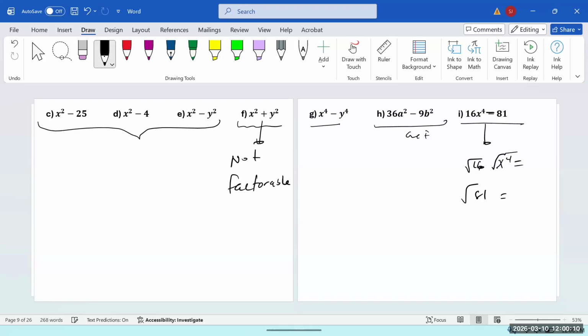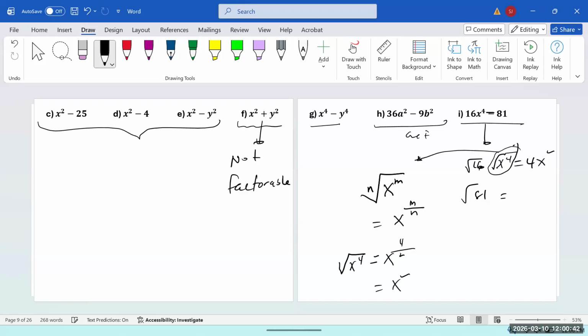So what is square root of 16? 4. And what is square root of x to the 4? X squared. So here we actually use an exponent rule. If you have nth root of x to the m, this means you have the power divided by the index of your root. So in our case, we have square root of x to the 4. So x to the 4 divided by your index, which is 2, so you get x squared. So square root of x to the 4 is x squared. And what is square root of 81? 9. So we found our two things that we are going to use in our factors.